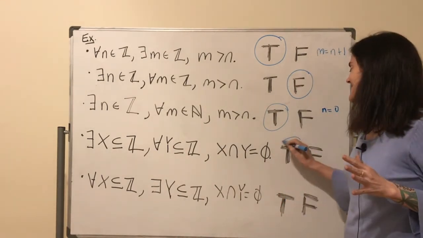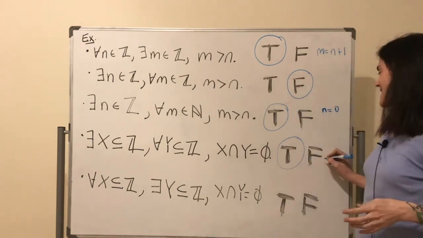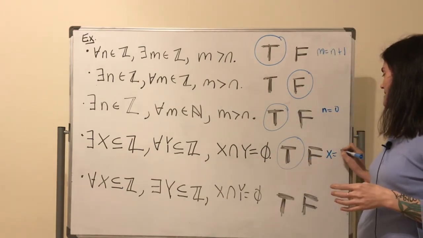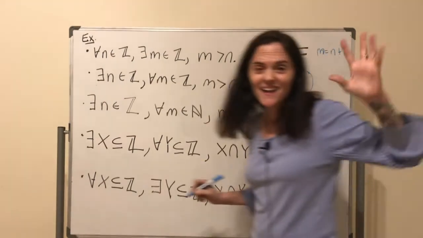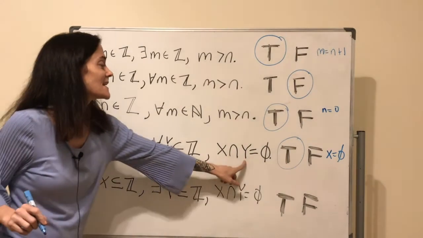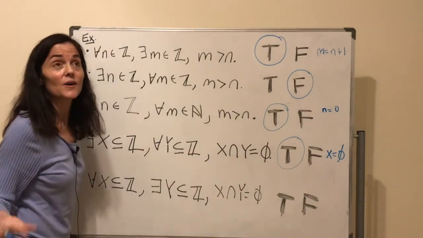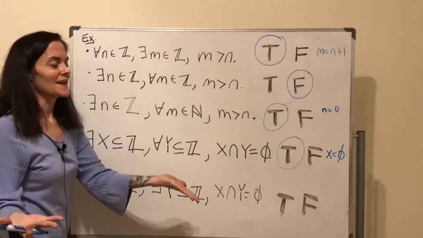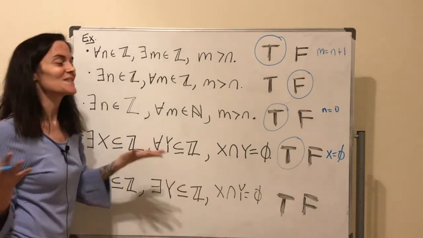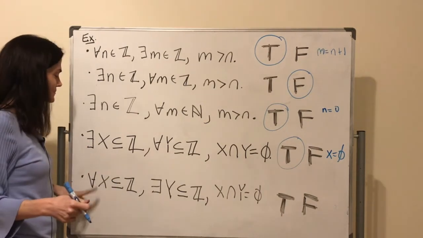This is true. This is true. What is this one? It's the empty set. So if you take x to be the empty set, then the empty set intersect any set is the empty set, because it would be elements that are common to both the empty set and y. Well, there's no elements there, so this would be the empty set. So this one is true.